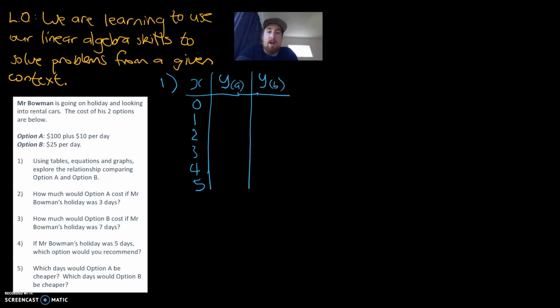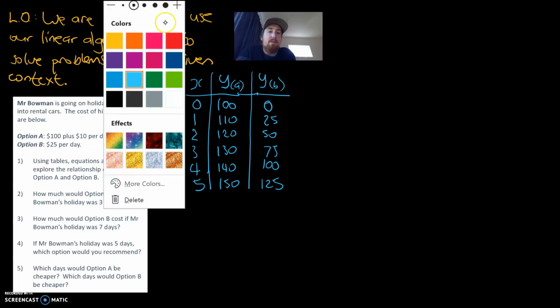So option A, $100 plus $10 per day. That means that option, at a minimum, is going to cost me $100. And $10 per day after that, well, that would be 110, 120, 130, 140, and then 150. Let's have a look at option B. Option B is $25 per day. So if I don't take it out, well, that's nothing for that first day, but it will be $25 extra per day. So that will be 50, 75, 100, and 125. So I've used a table to get an idea of how much it would cost.